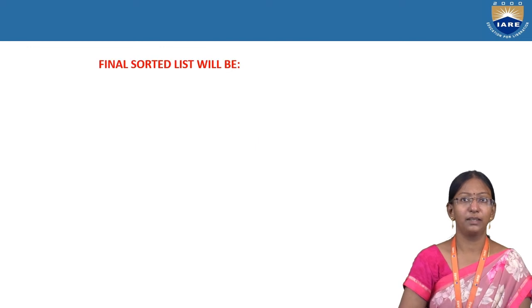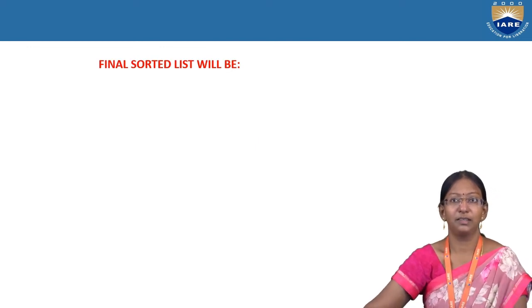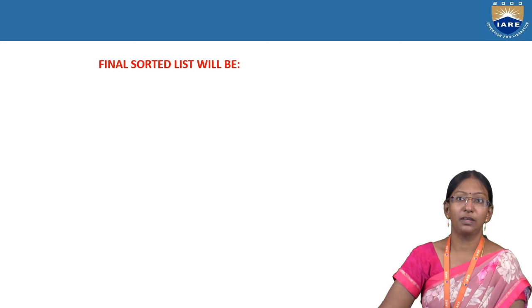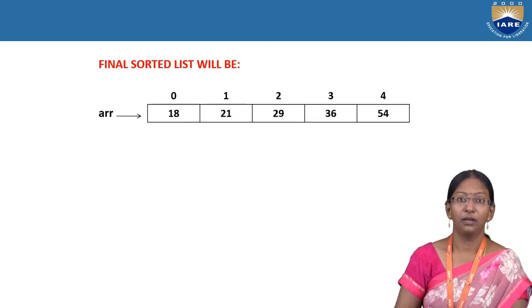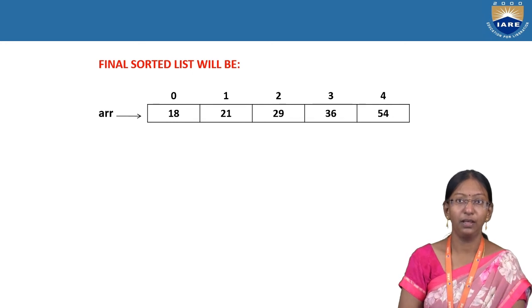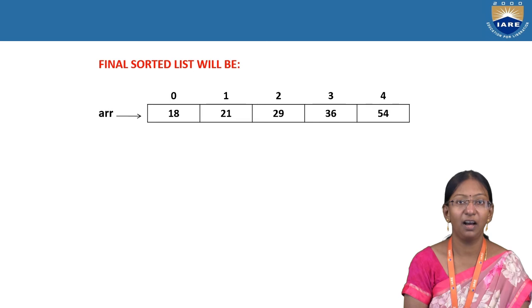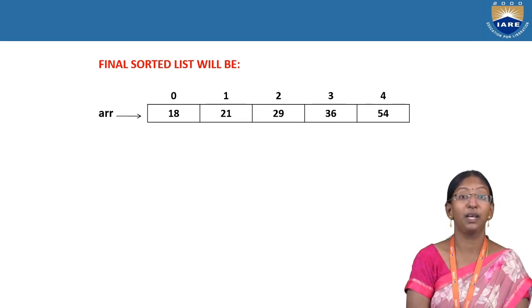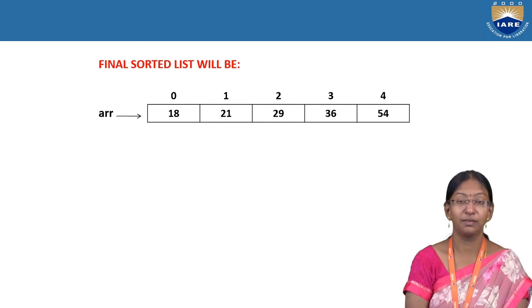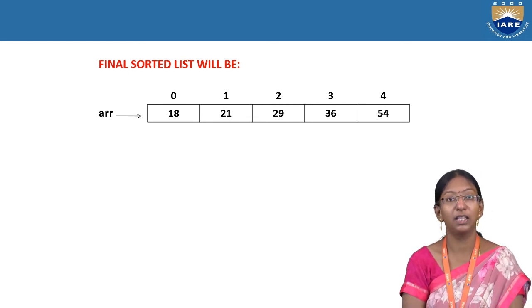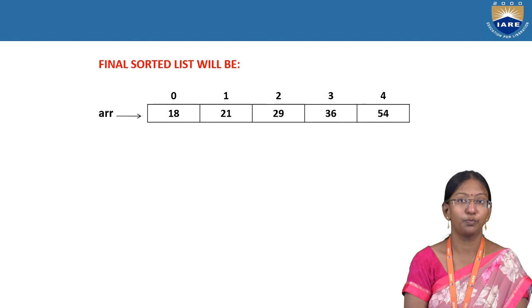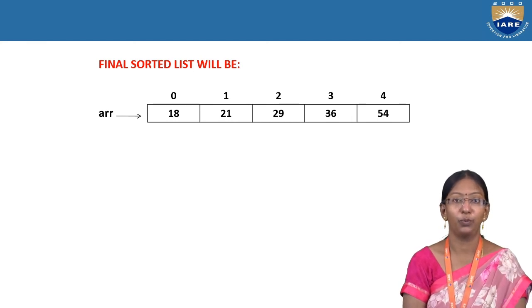So what is the final sorted list? Yeah, this is the final sorted list that we have. Okay. So where did we get the final sorted list, ma'am? This is the last list which we had by the end of the n minus 1th iteration. That is the end of the 4th iteration in this problem. This is the final one.